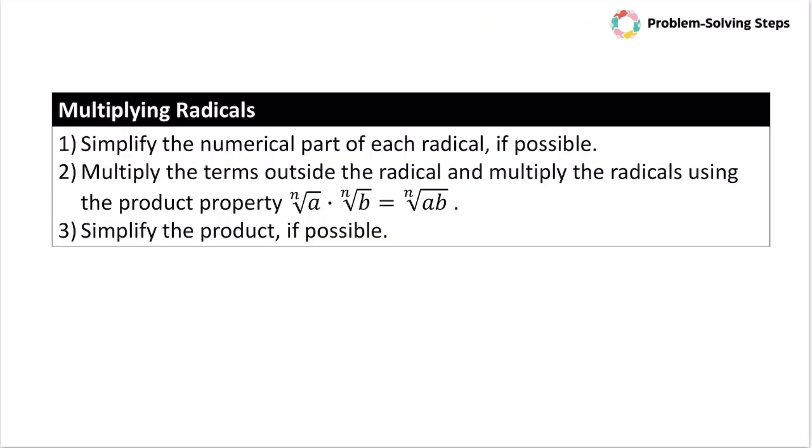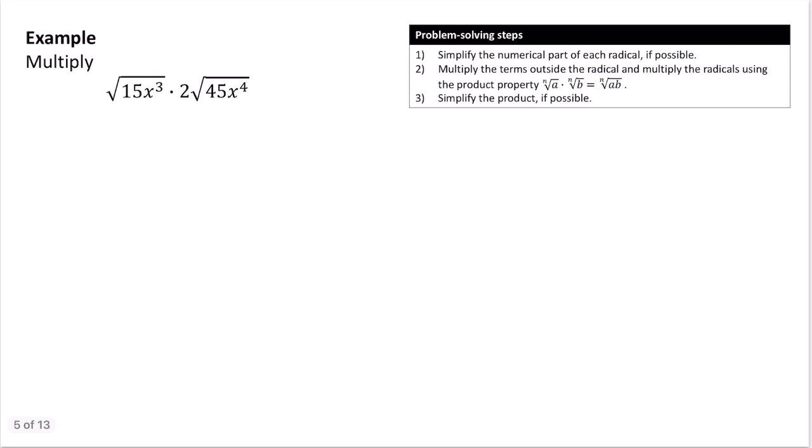So when we're multiplying radicals, you're going to start off by simplifying the numerical part of each radical if possible. Then multiply the terms outside the radical and multiply the radicals using the product property, which remember we can use as long as the radicals have the same index. And then we're going to simplify the product if possible. So let's try this example.